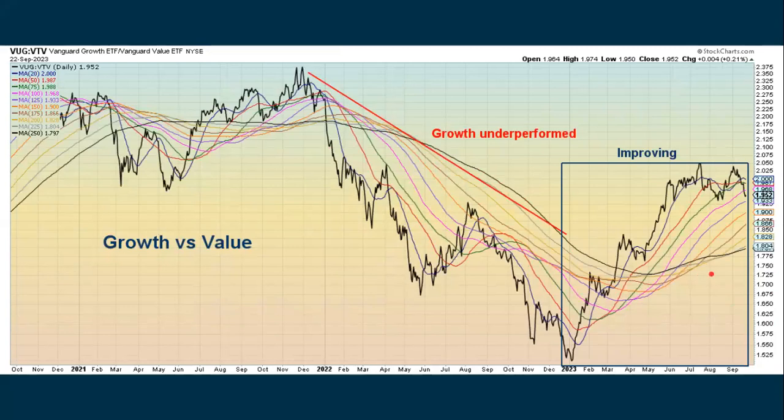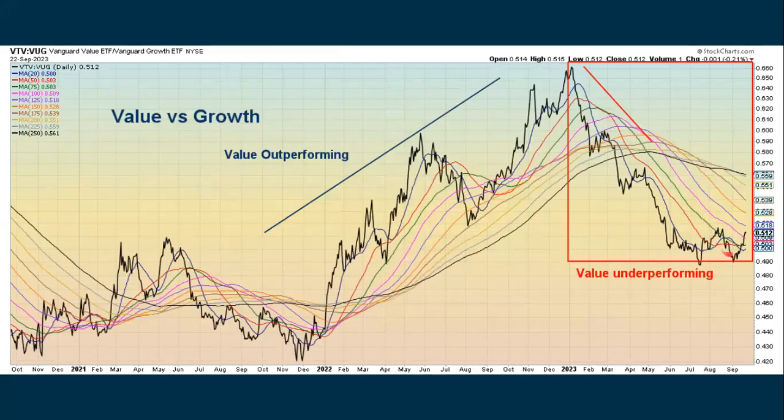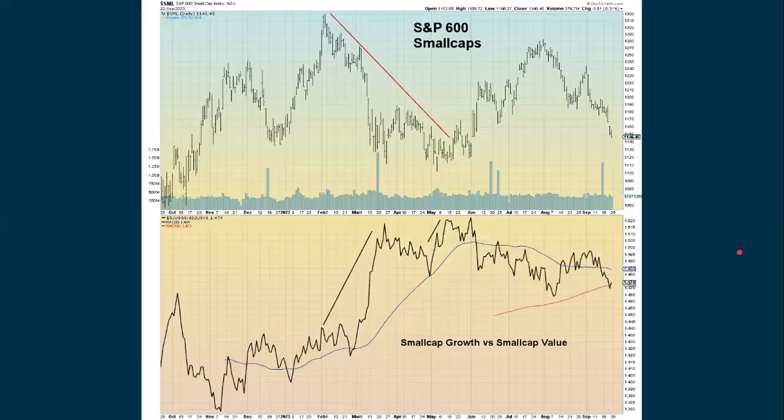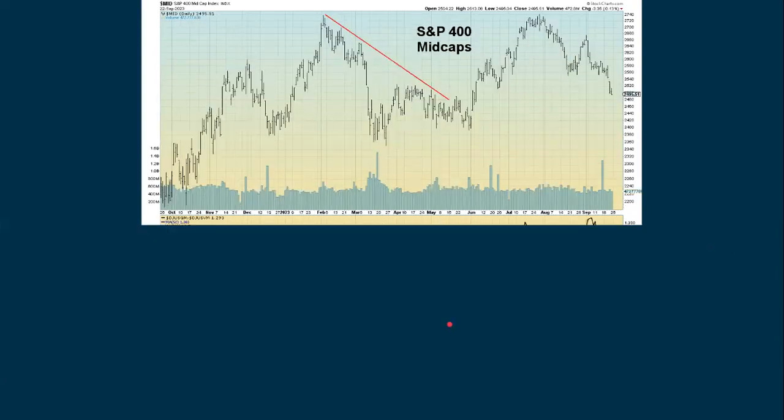We look at some other measurements of growth versus value where we're pulling back right now when we look at growth, but we're still in an overall uptrend longer term. And value continues to be in a downtrend longer term, even though it's been bouncing back up lately. We look at small cap growth and compare it to small cap value, where we're chopping more or less sideways, but we're still in a longer term uptrend.